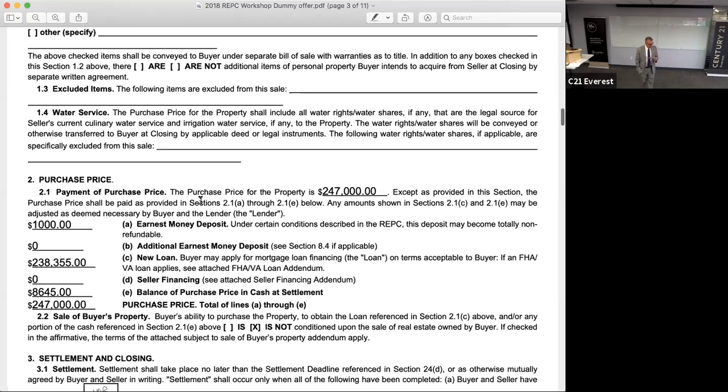All right, next, water service. Any concerns in section 1.4? I'll take that as a no. All right, and just the reminder on this one again: if nothing is listed there, the property shall include all water rights or water shares, if any, that are a legal source of the seller's current culinary water service. So the key words on that are, is it a legal source for them? Just know that if there are water shares or water rights, they are going to be included.